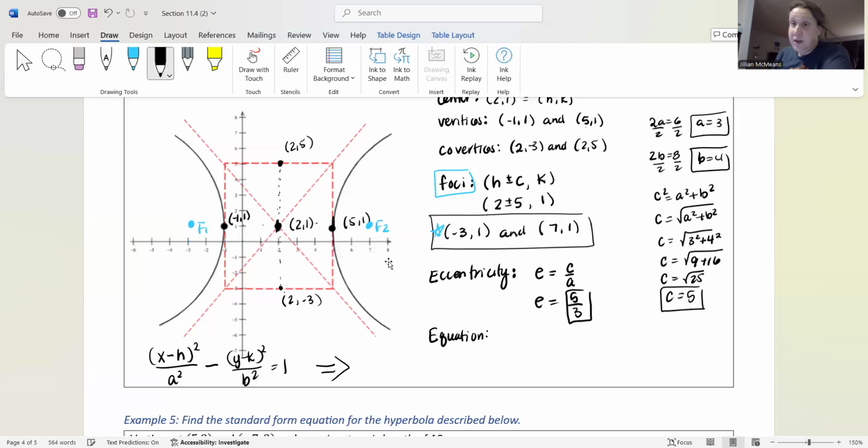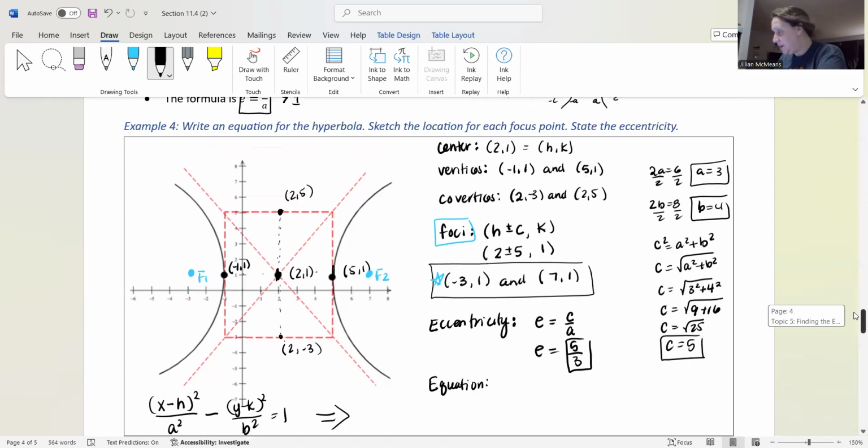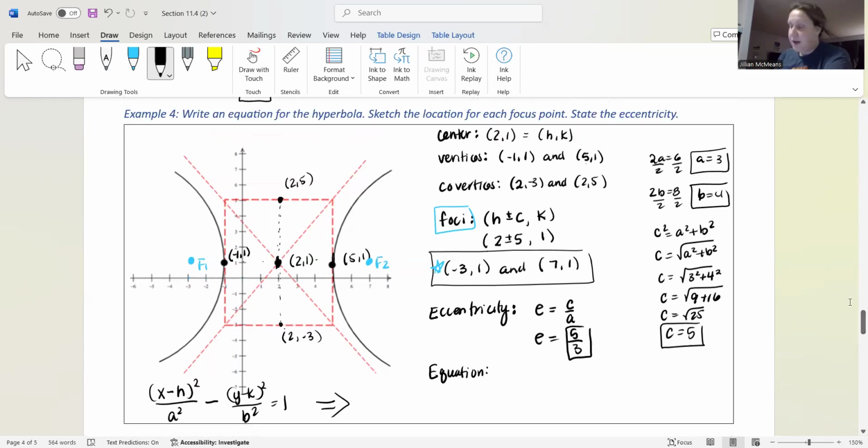So let's go ahead and fill it in. We've got everything we need, okay? I'm going to scroll up just a teensy bit. Okay, so we have h and k. H is 2, k is 1. So we're going to go x minus 2 quantity squared all over, well, we want a squared. A is 3, so we're going to get 3 squared, which is 9, minus y minus k. So that's going to be y minus 1 quantity squared over b squared. Since b is 4, we're going to get 16, and then it all equals 1.